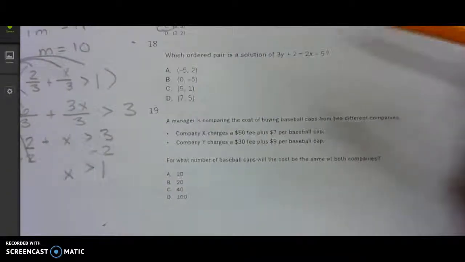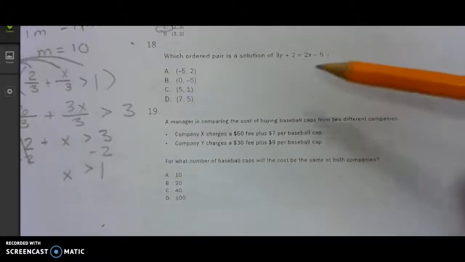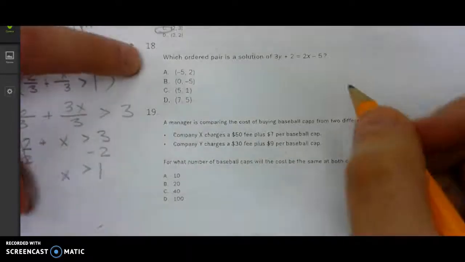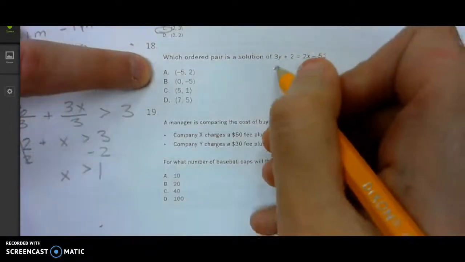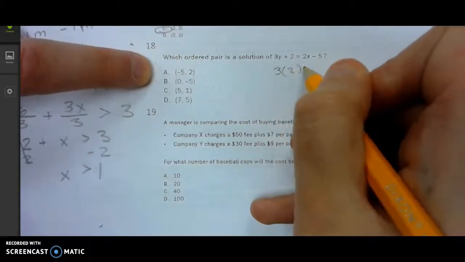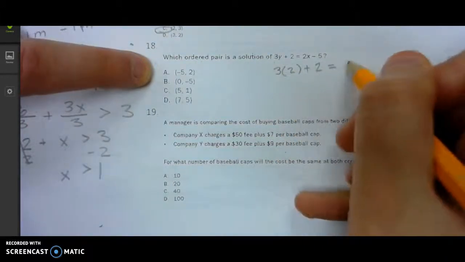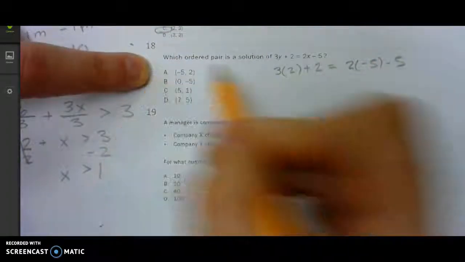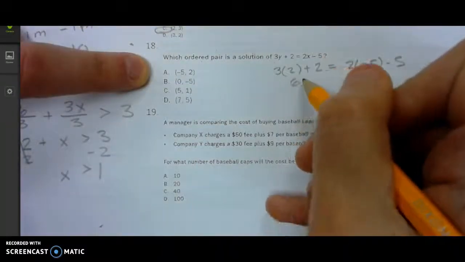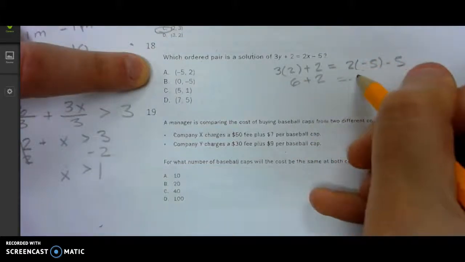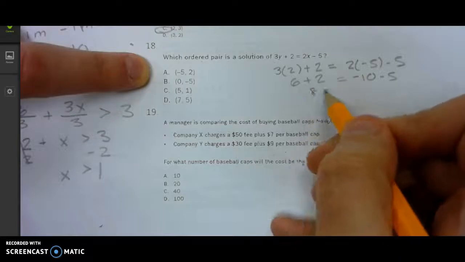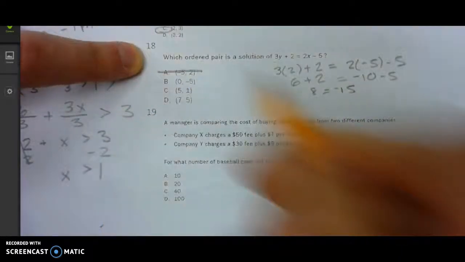For number 18, they say which ordered pair is the solution. So all we're going to have to do is plug each one of these in and find out if it works. It's going to be the easiest way to do it. So 3 times 2 plus 2 equals 2 times -5 minus 5. That's A. This one should be pretty easy to see that it doesn't work. That's going to be 8 equals -15. So I can cross that one out.